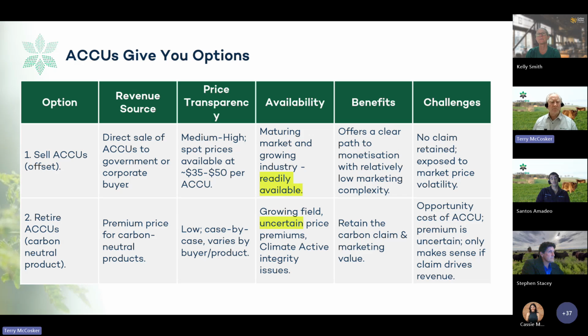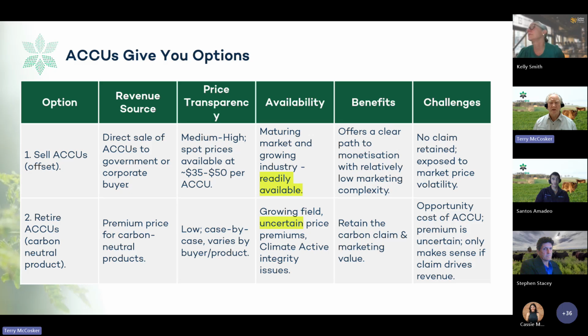Now, if you've got ACCUs, you've actually got options. If you don't have ACCUs, firstly, you're going to be struggling to know what your sequestration is, and secondly, you're going to have to understand what your emissions are, but you've got nothing to offset against those emissions. So option one, if you've got ACCUs, is you can sell them. You can sell them to emitters, and Kelly's talked about the scale of that market and where that's heading. There's demand of about 30 million ACCUs a year, which seems to be where it's levelling out, from what Kelly just put up.